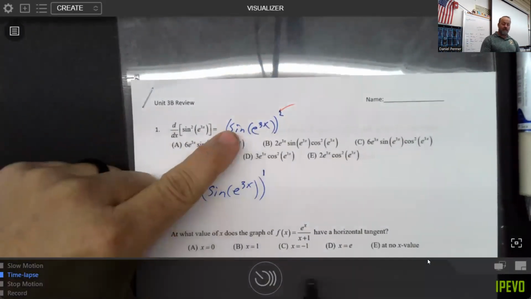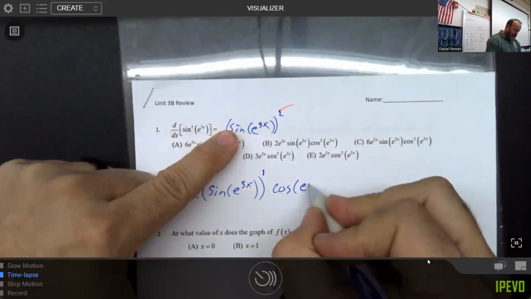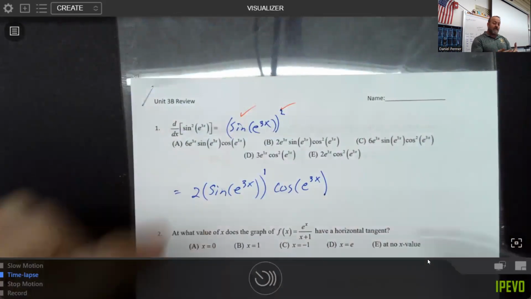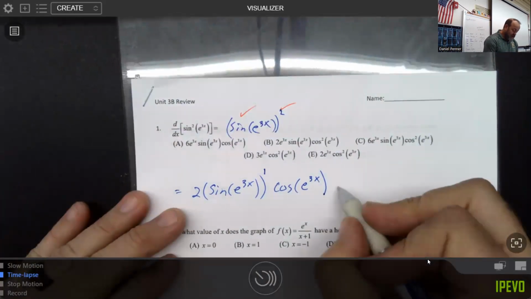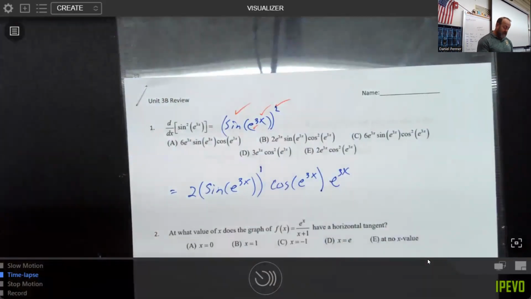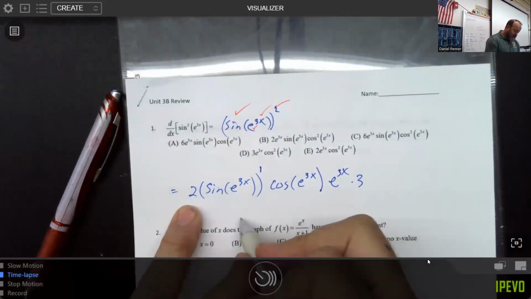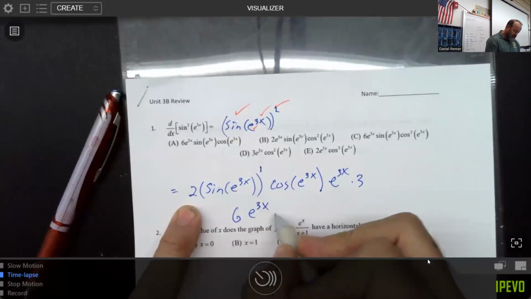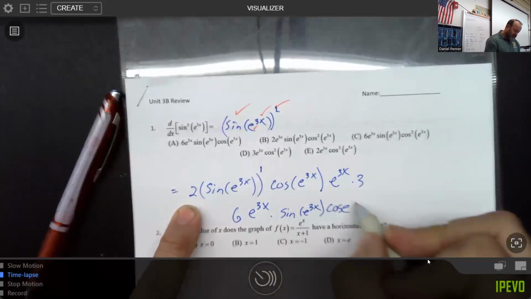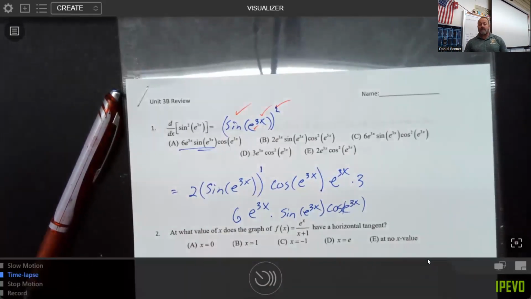Now I need to take the derivative of sine, which of course we know is going to be the cosine. We leave that interior piece alone. I took care of this. Now I need to go inside and take the derivative of e to the 3x, which of course is e to the 3x. And I took care of the e part. But now I've got one last piece, which is the derivative of 3x, which is 3. So a quick bit of simplification would be 6e to the 3x times the sine of e to the 3x times the cosine of e to the 3x. And as it turns out, that actually is sitting right here, giving me answer A.